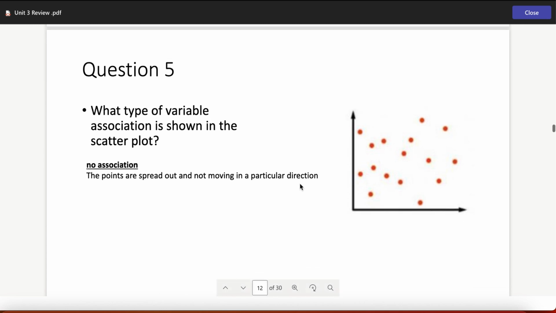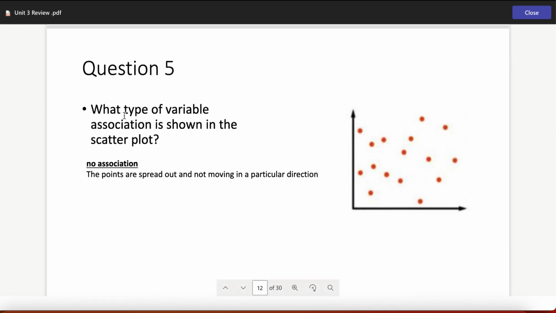Alright, next question. Question 5. What type of variable association is shown in the scatter plot? So here it's just spread apart, here and there on the graph, so it's no association. The points are spread out and not moving in a particular direction. You can't tell whether it's going positive or negative. If you draw a line in a positive direction, you can't really tell, and if you go negative too, it can just intersect, so it's no association.